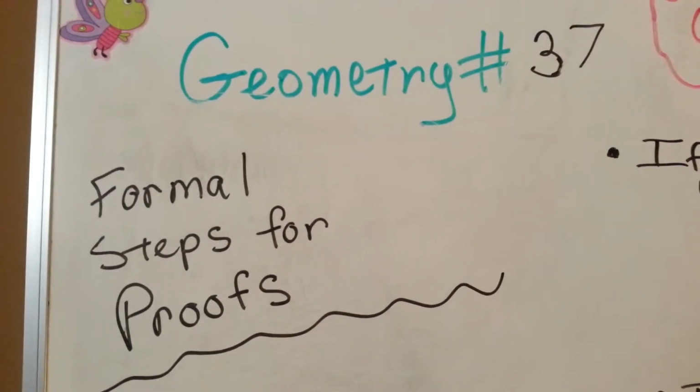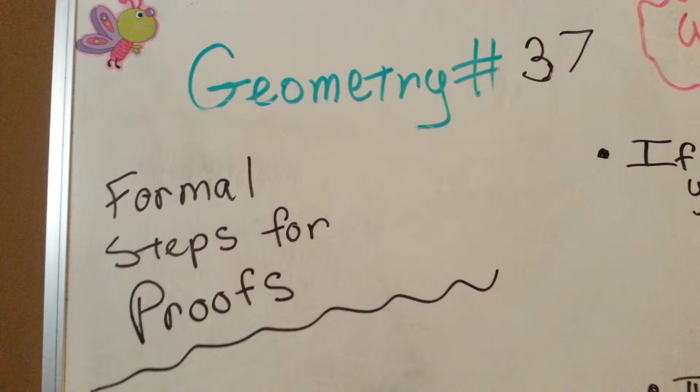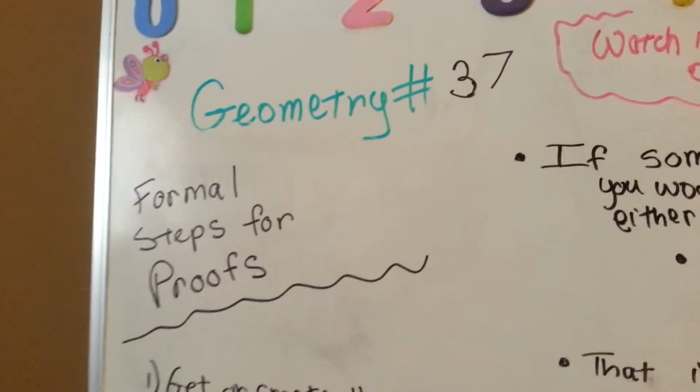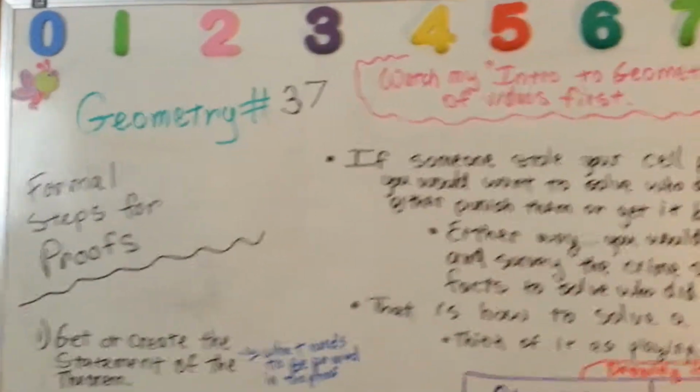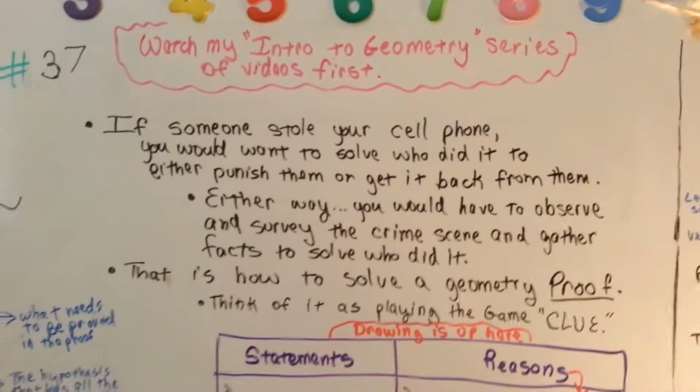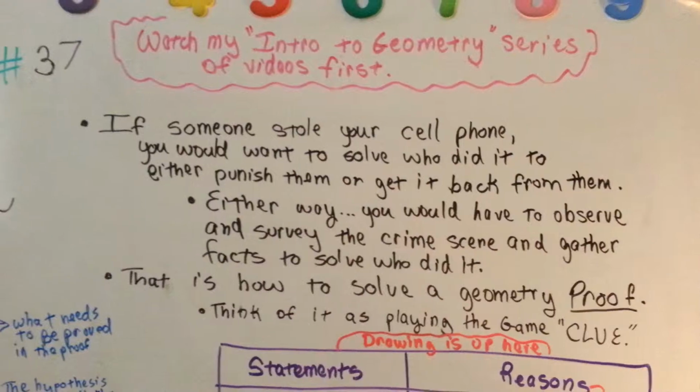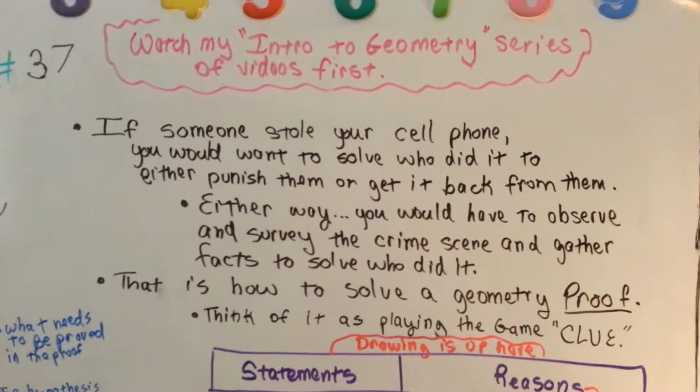The formal steps for proofs. Proofs are things that you're trying to prove, and there's an actual proof table, and I'm going to show you how to do it.